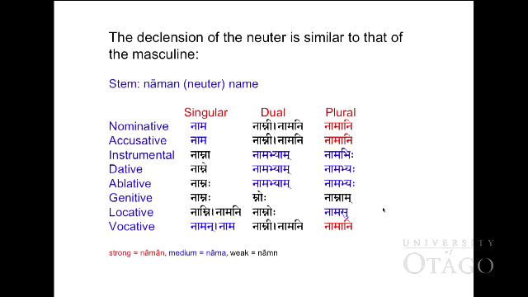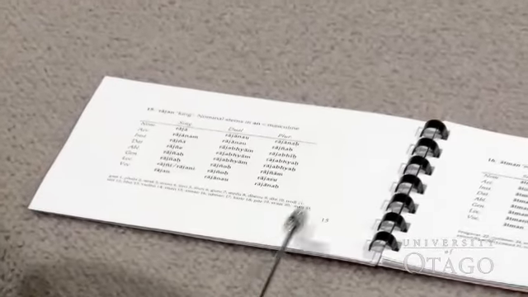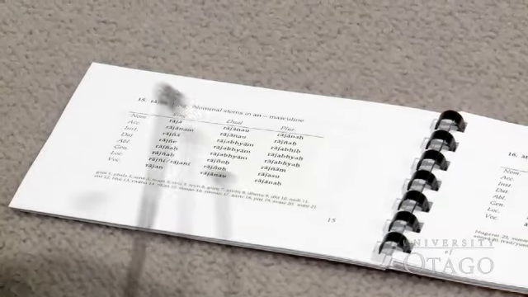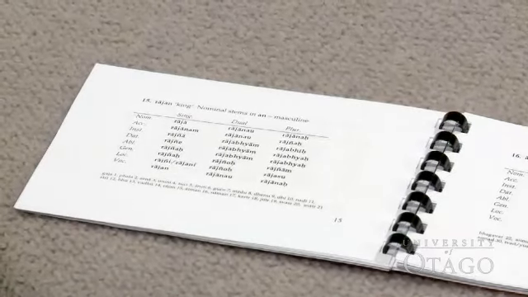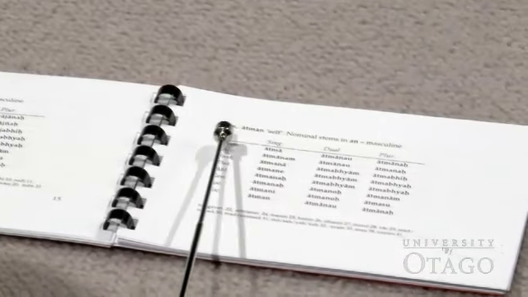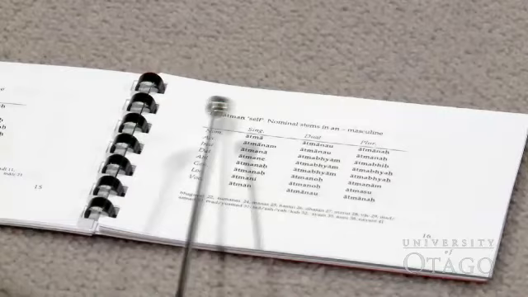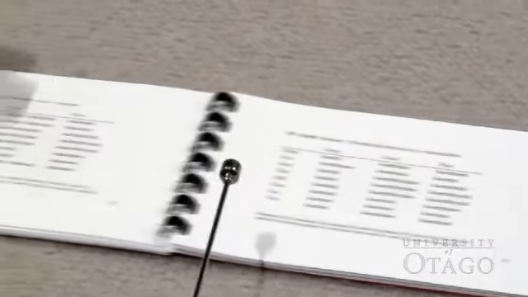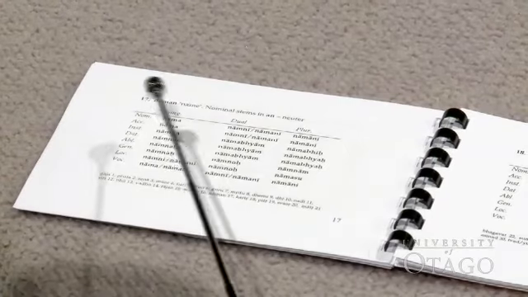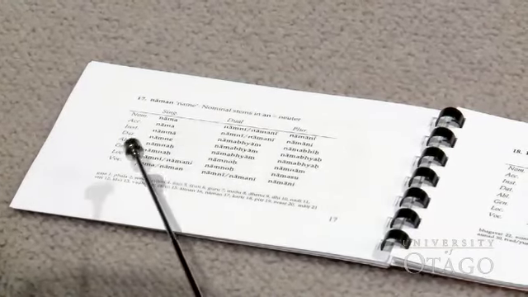This is the chart of naman, name, and you can see from the red book, from page 15. Page 15, Lashan, king, so masculine, like from this chart. Page 16, Atman, self, also masculine from this chart. And page 17, Naman in neuter from this chart.